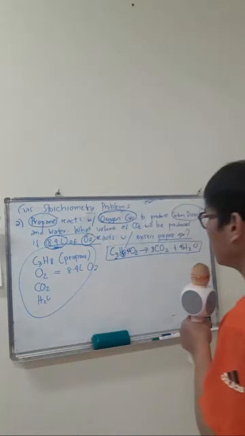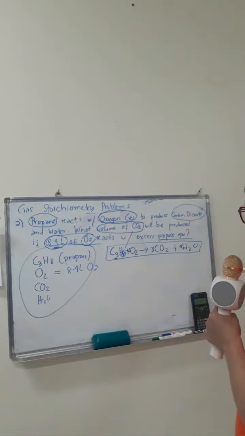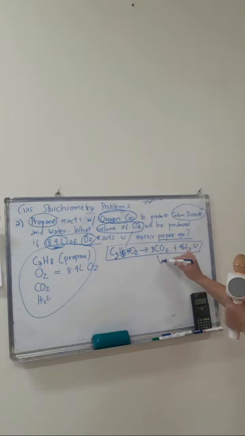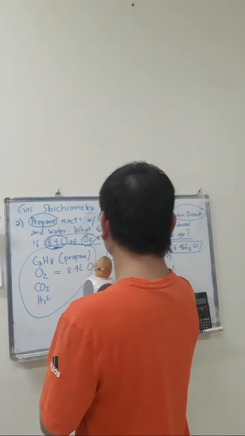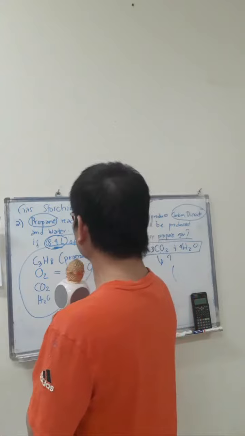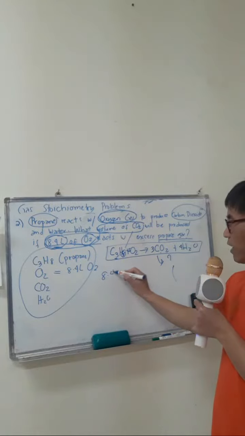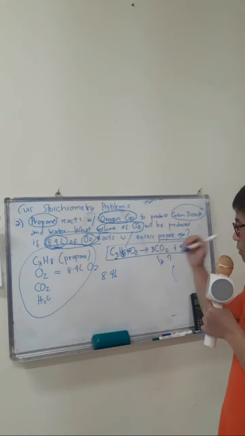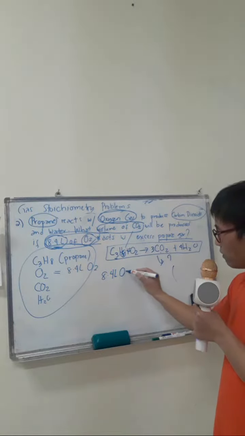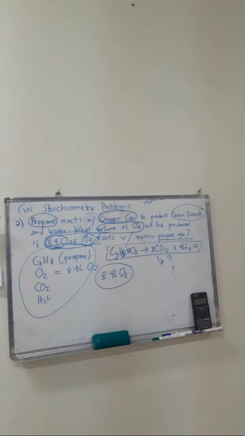Now, the question goes like this. What volume of CO2 will be produced? We need to note that the volume of the product CO2 is being asked. If 8.4 liters of O2 reacts with excess propane gas, this will be our basis of calculation: 8.4 liters of oxygen gas. At least identify one basis of calculation in this manner when solving the problem. This will be used.